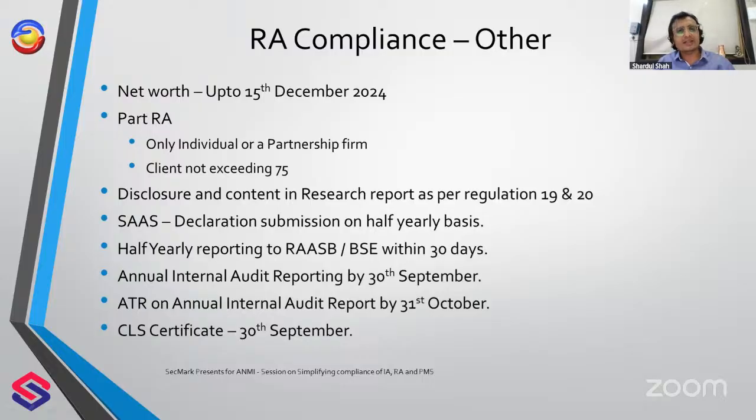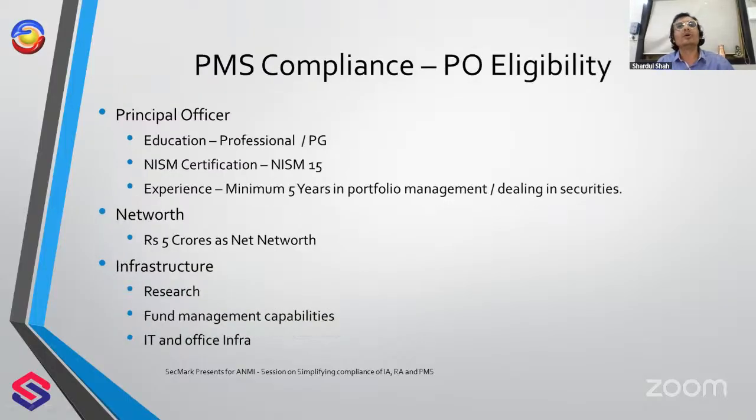A few other compliances are the SAS declaration submission and annual internal audit, on the same lines as what the IA is supposed to do. Similarly, client level segregation certification is also there, which is to be submitted by 30th of September.